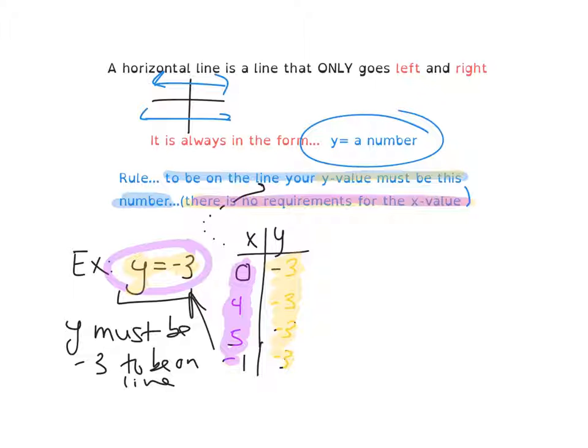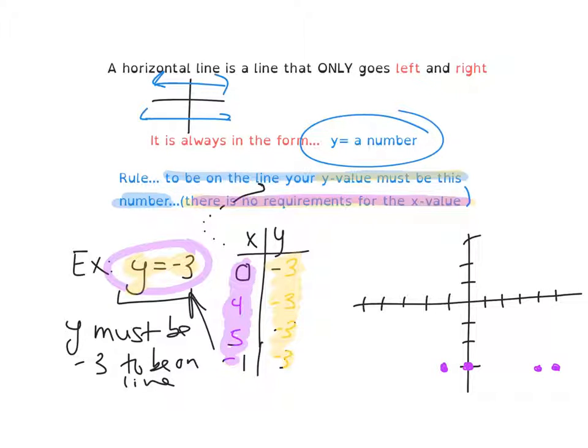Now if we quick plot them, we will see that they form a horizontal line. So our y values are -1, -2, -3, and then 1, 2, 3, 4, 5 along the x axis. So let's just plot the first point. 0, -3 is right there. 4, -3, 5, -3, -1, -3.